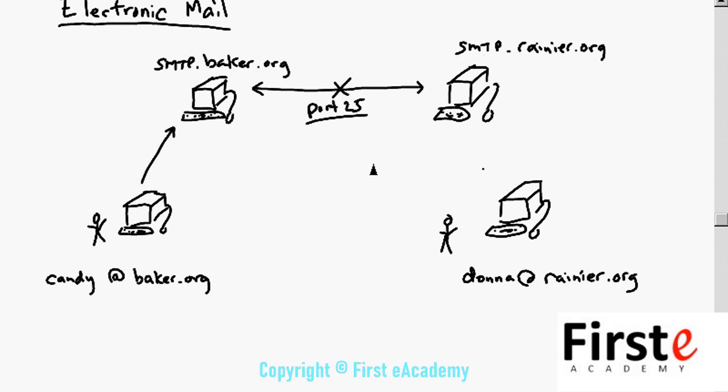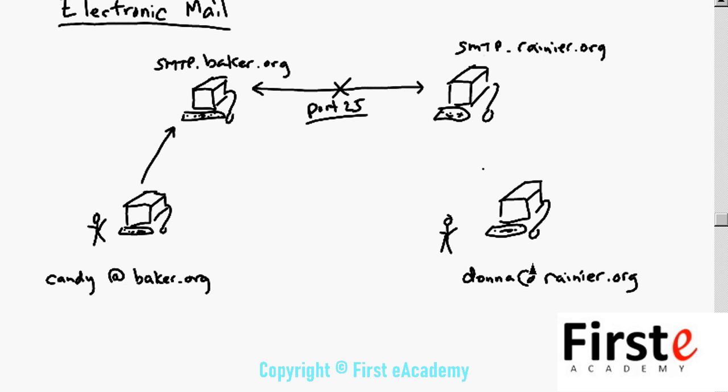Okay, now once it's on Rainier.org, the local delivery agent on Rainier.org puts it into the mail spool, like var mail Donna or something like that. The local delivery agent takes care of that, and then Donna, depending on how things are set up, is either notified that she has new email, if she has some little program running in the background, or she goes to check her email, and there's the message from Candy.